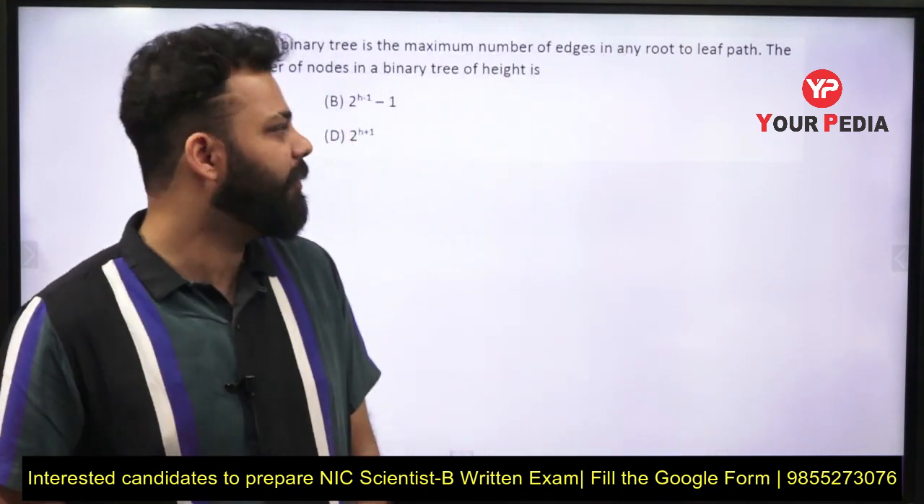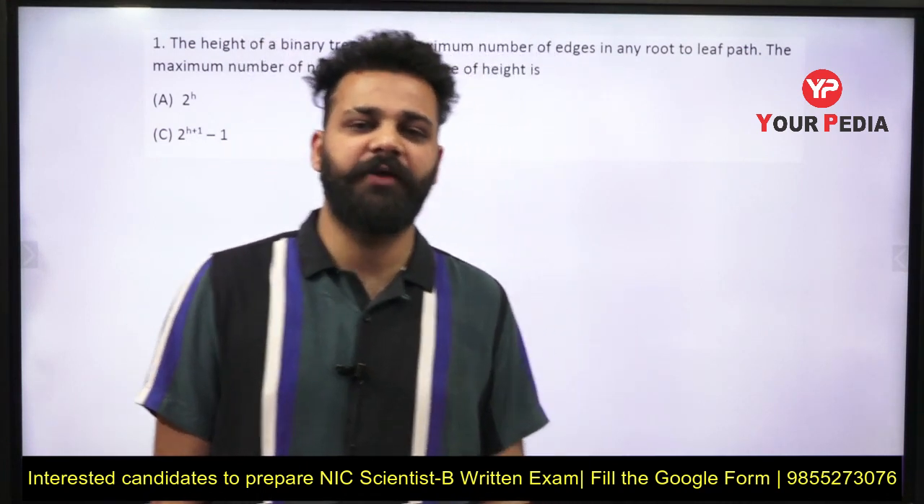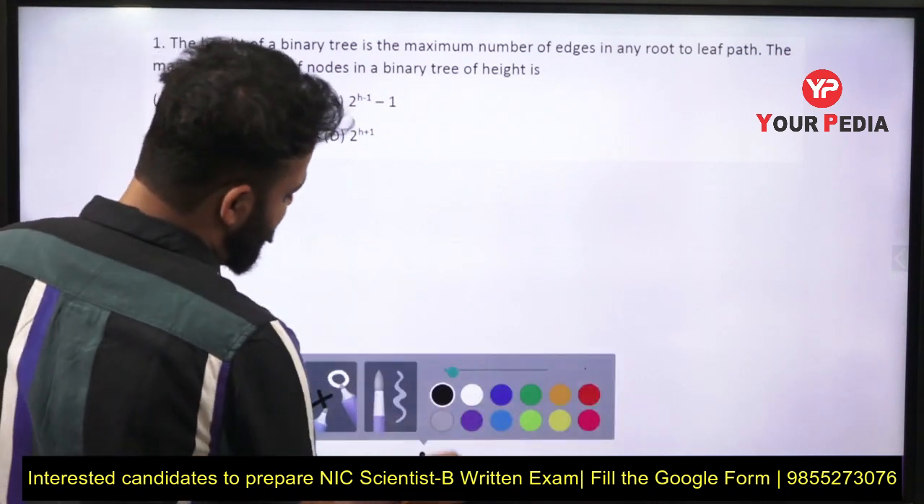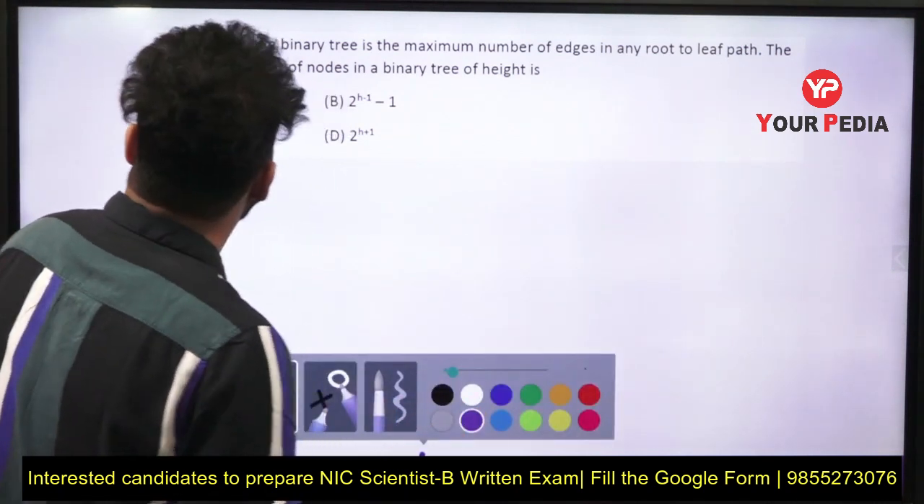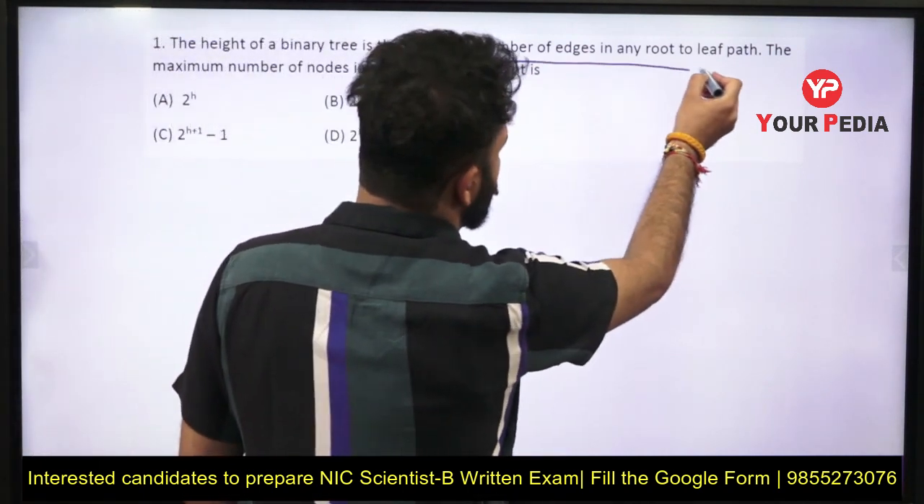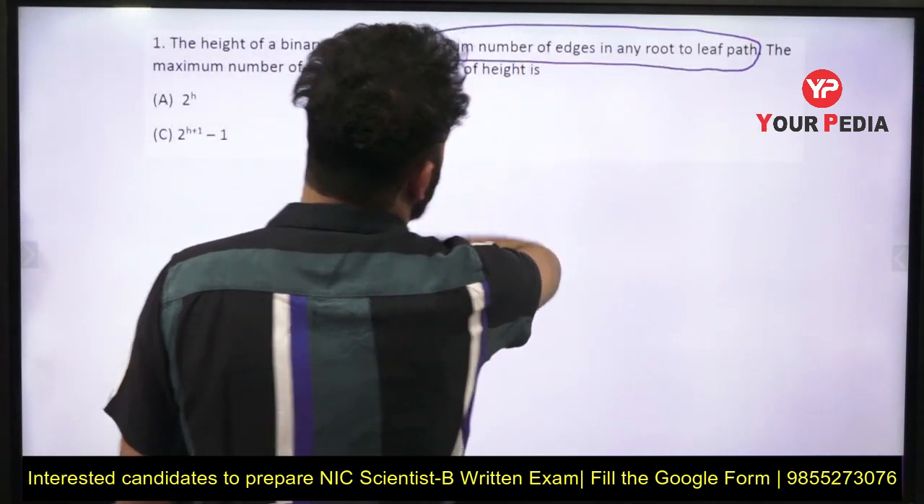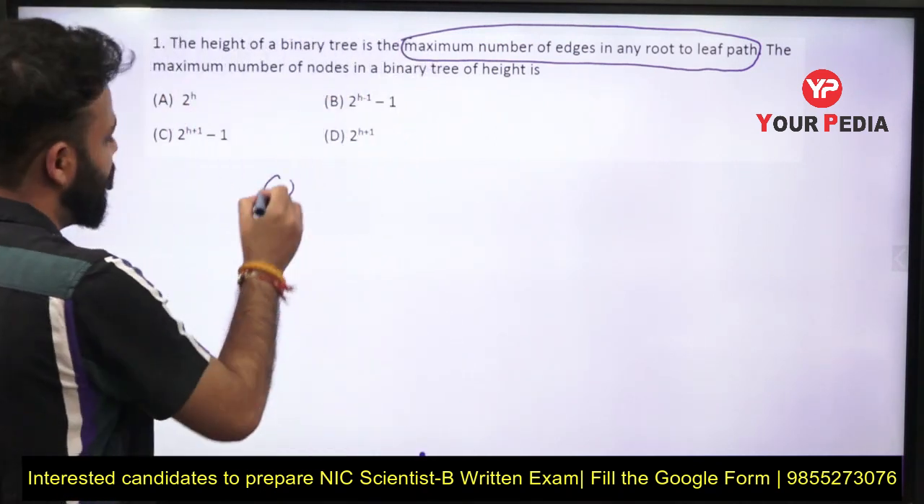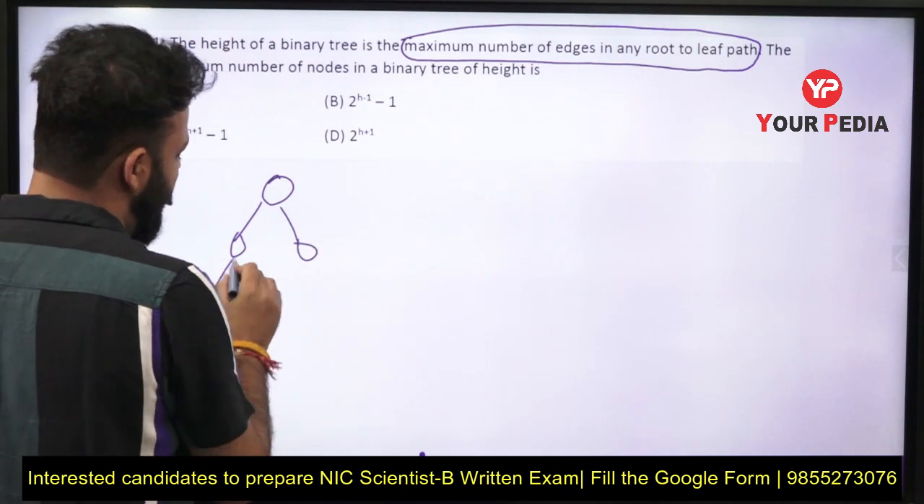So today we'll be solving some questions that were asked in the Technical Assistant A exam of NIC, and the topic is algorithms and data structure. So the first question here is, the height of a binary tree is the maximum number of edges from any root to the leaf path. So it is explaining the definition of height.